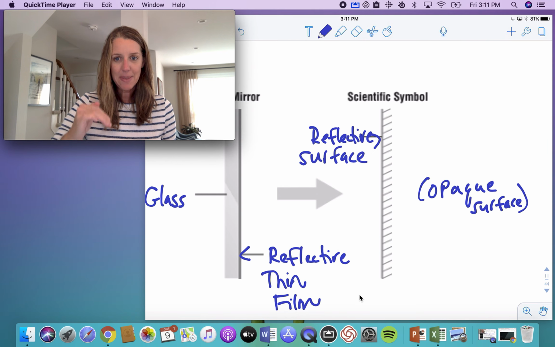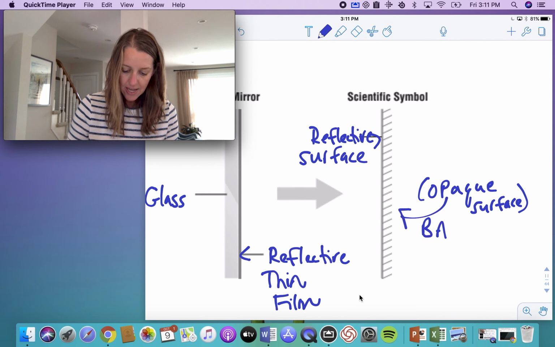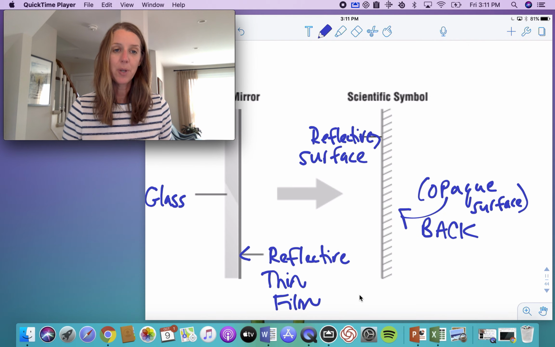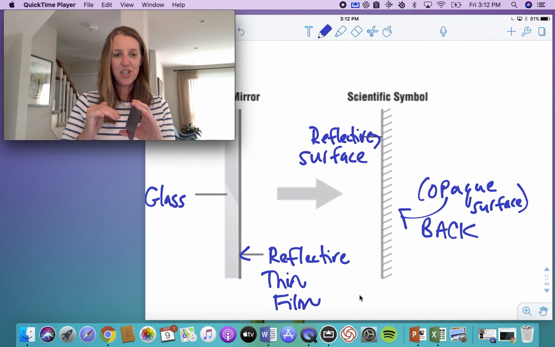The hashes at the back of it refer to the back of the mirror. Okay, so anytime you're drawing a plane mirror, which means a flat mirror, you're going to make sure that the reflective surface is the one that's the straight line, and then you're going to draw little hashes on the back.